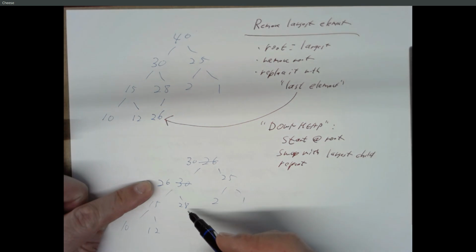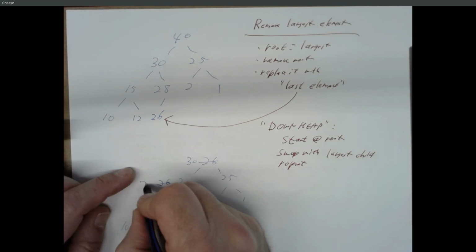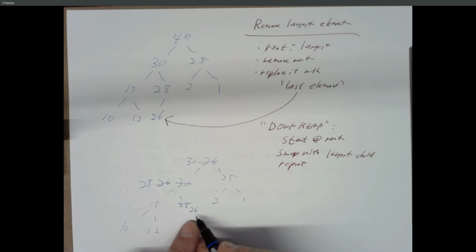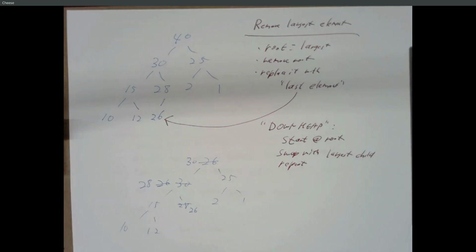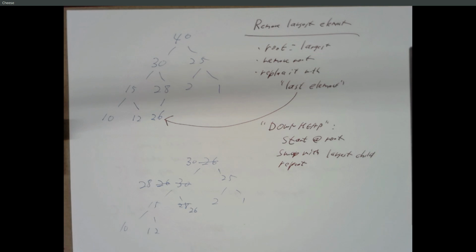Compare 26 to its children. Swap with the largest child. 28 is the largest, so this becomes 28. And this becomes 26. And 26 has no children. We're done. And we've got a heap. Every node is bigger than its children, and it's got the proper heap shape. And guess what's at the root? The largest thing in the remaining values on the tree.